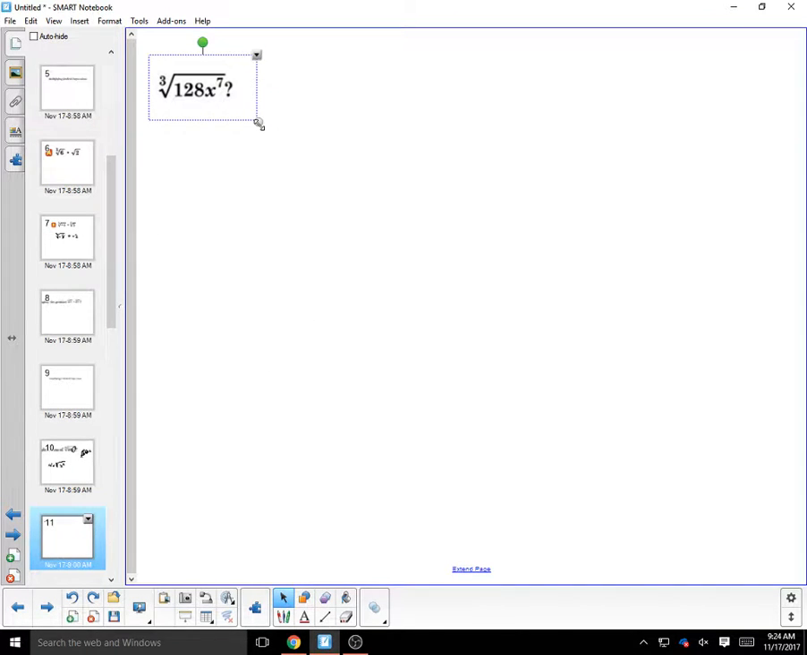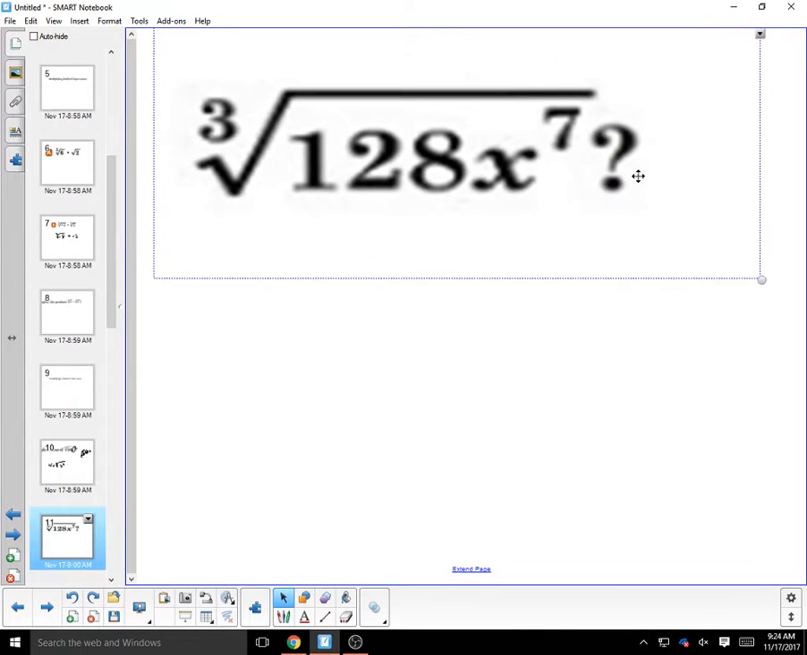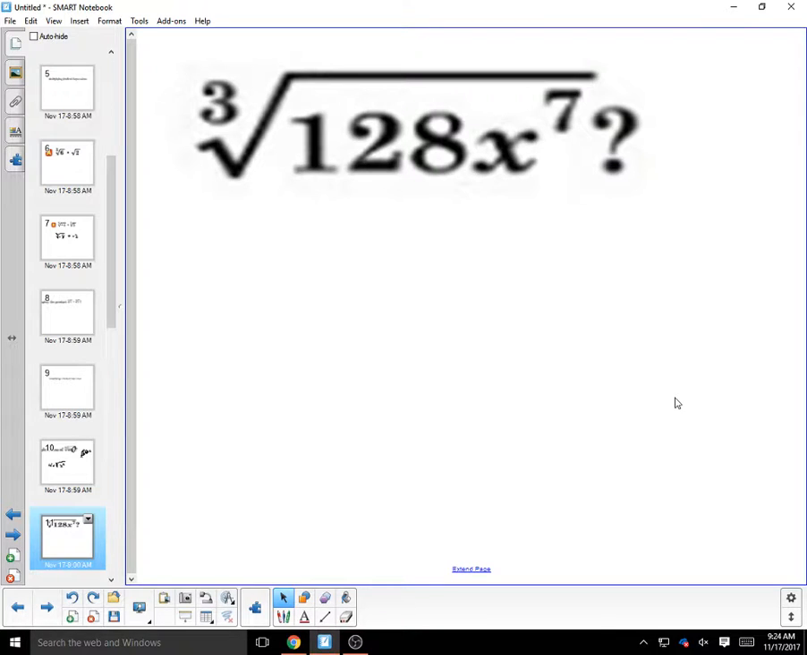Alright, moving on. How about this problem here? I've got the third root of 128 x to the 7th. Do I need to worry about absolute value here, Alexa? No. Alexa? I would never know who you're talking to. I kind of mumbled the last part. Do I need to worry about absolute value in this problem?